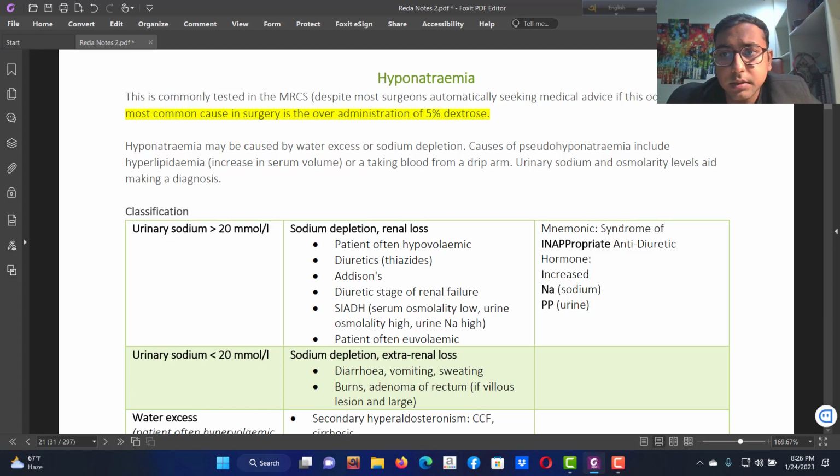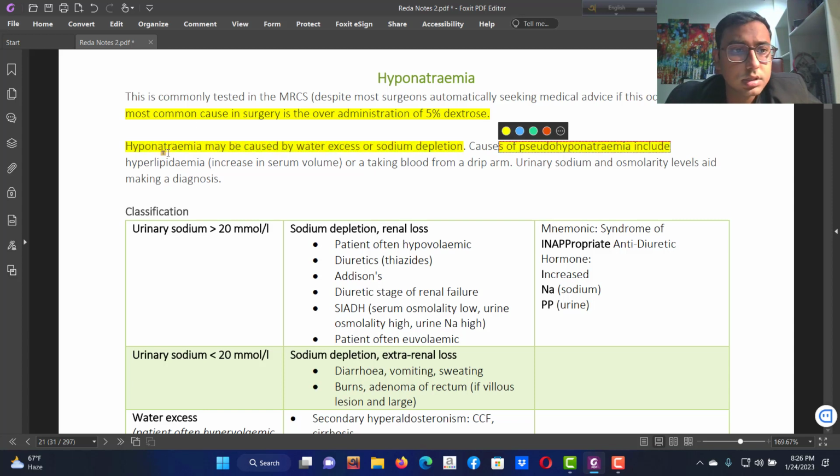In the exam, I already faced this question: the most common cause in surgery is over-administration of 5% dextrose. SIADH, syndrome of inappropriate ADH secretion, is caused by increased dextrose administration post-operatively. We all know dextrose is the best fluid in the post-operative period, but overuse of it causes hyponatremia. Hyponatremia may cause water excess and sodium depletion.